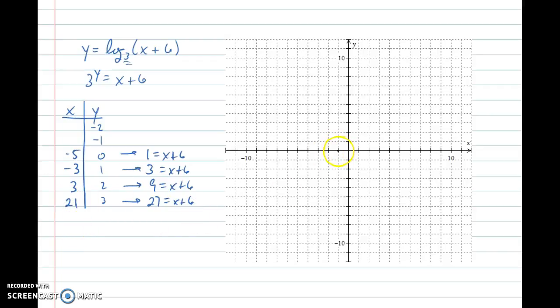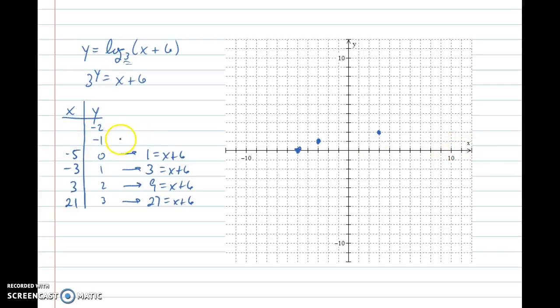Let's plot those out. So 0, negative 5. 1, 2, 3, 4, 5 is right there. Negative 3, 1 is there. 3, 2 is over here. And 21, 3 is too big to put on the graph, so I'm not going to do that.